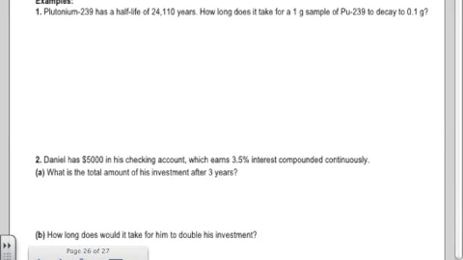Plutonium-239 has a half-life of 24,110 years. How long does it take for a 1 gram sample of plutonium-239 to decay to 0.1 gram? Okay, so what is half-life? Can anybody explain it to me? The amount of time it takes for half of a substance to decay.